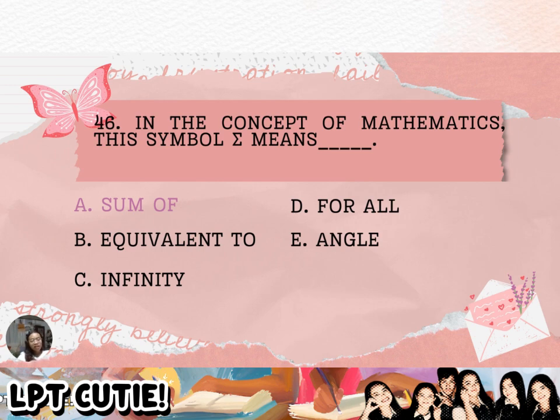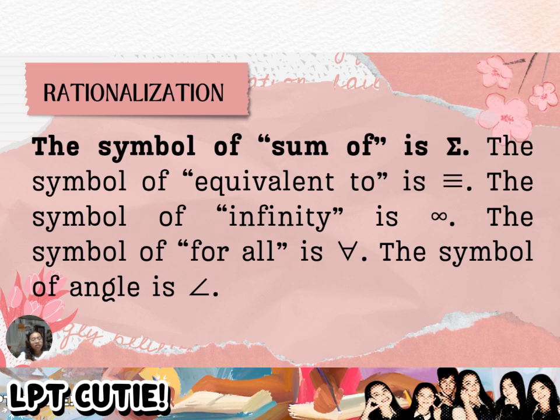So the symbol of sum of is sigma, and the symbol of equivalent to is these three bars together, and the symbol of infinity is actually this symbol, and the symbol for all, maybe it kind of looks like an inverted A, and the symbol of an angle is that symbol. So you can see here on the screen.